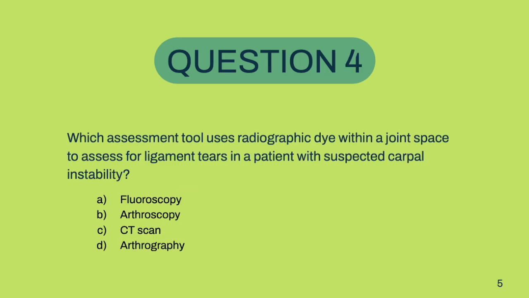Question 4. Which assessment tool uses radiographic dye within a joint space to assess for ligament tears in a patient with suspected carpal instability? A. Fluoroscopy, B. Arthroscopy, C. CT scan, D. Arthrography.